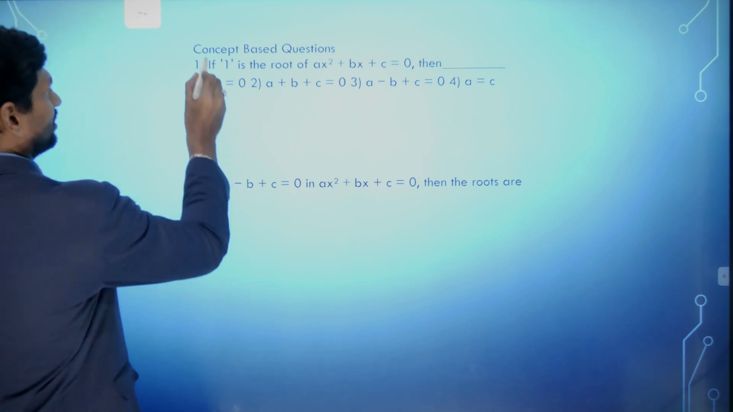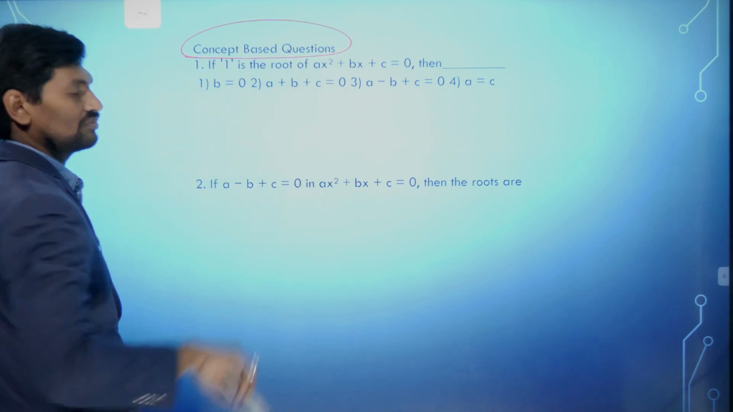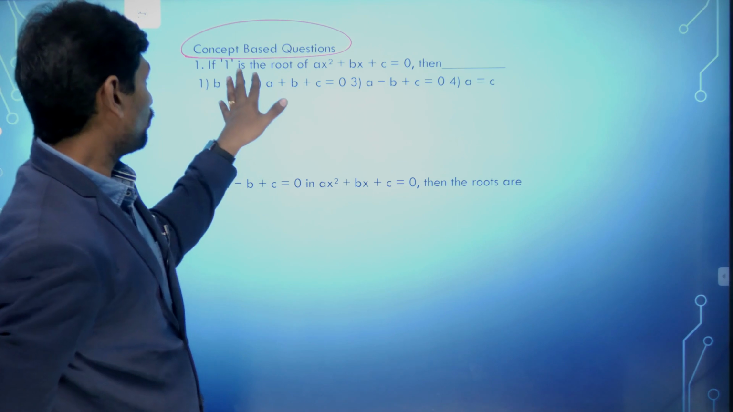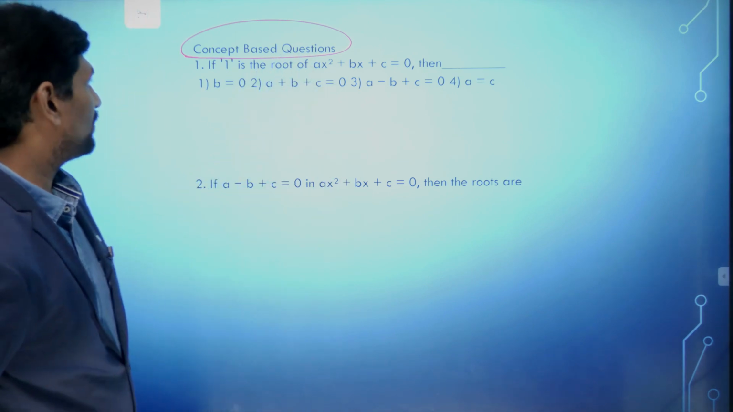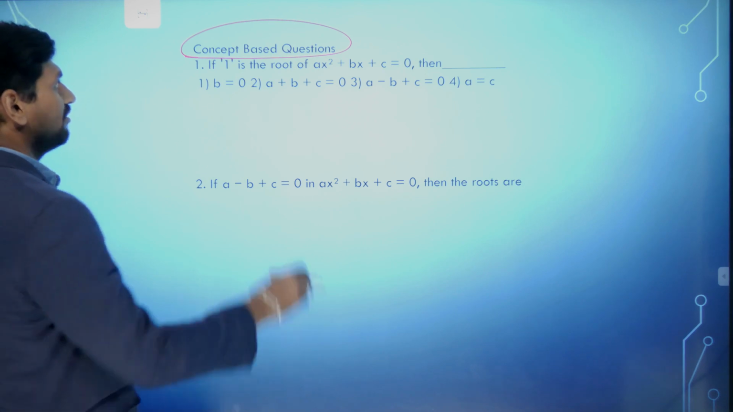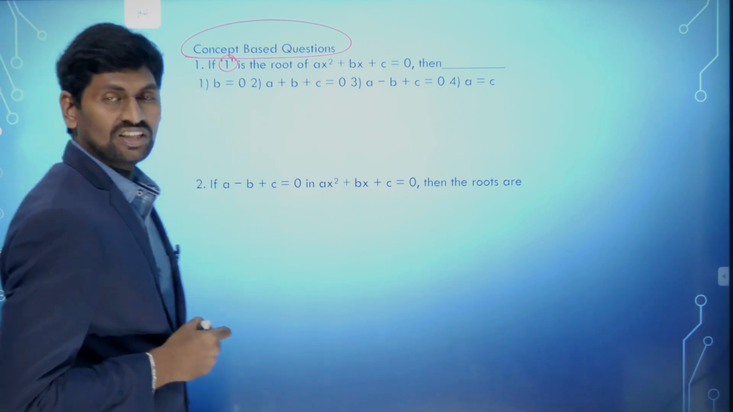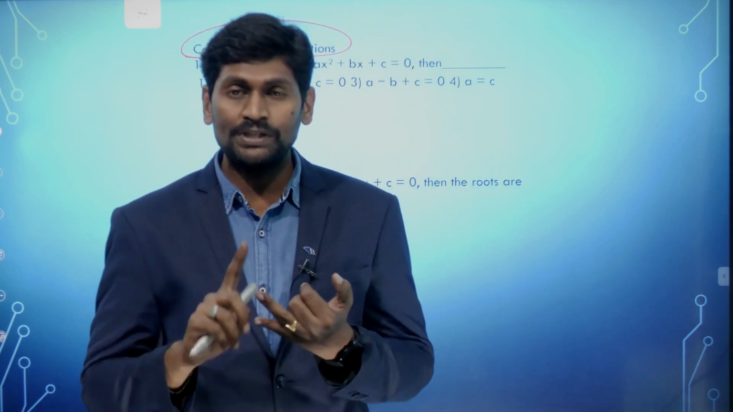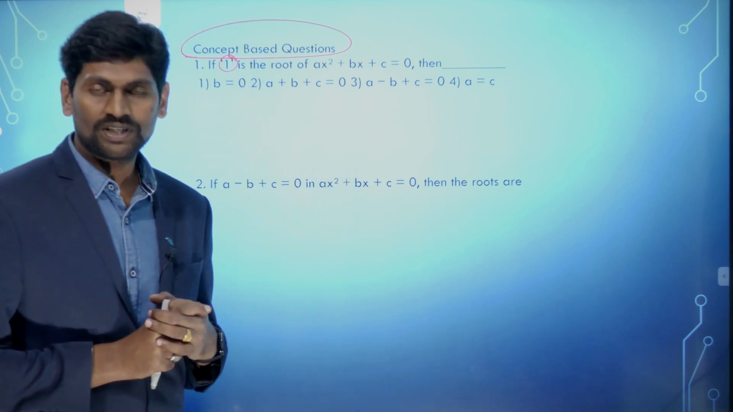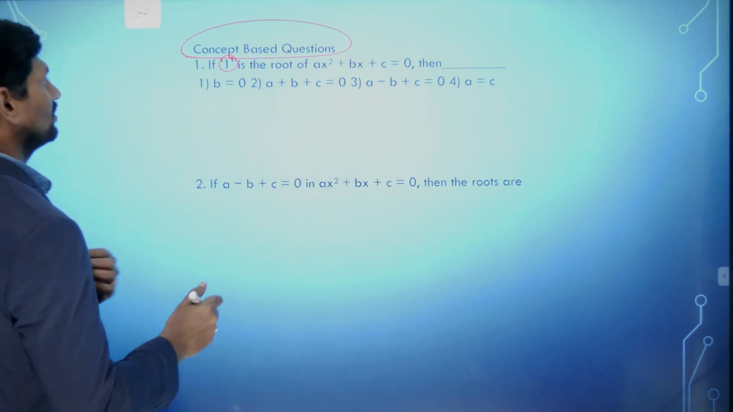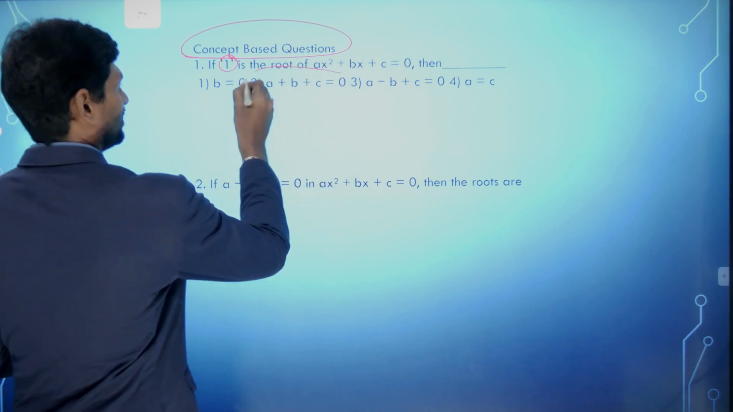Conceptual based questions here. If 1 is the root of ax square plus bx plus c equals to 0, when we get 1 is the root, 1 and c by a are roots when the condition is a plus b plus c equal to 0. So our option is 2.